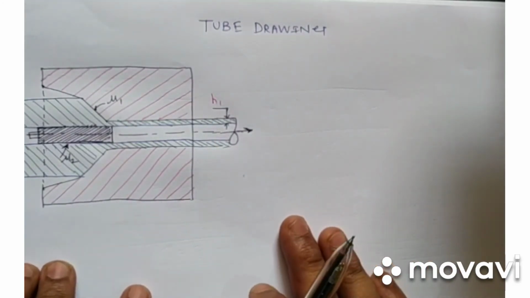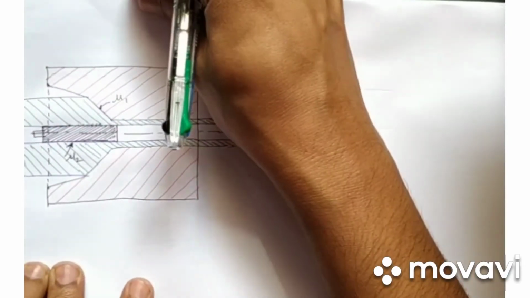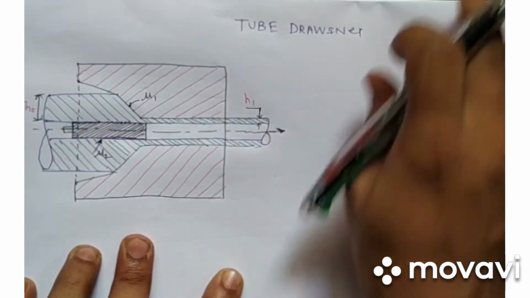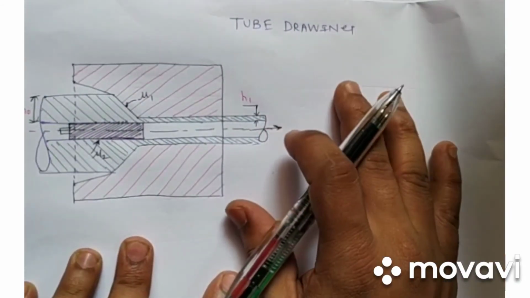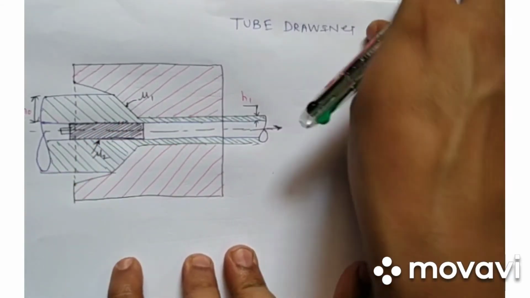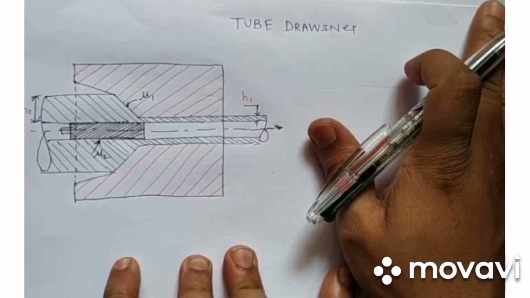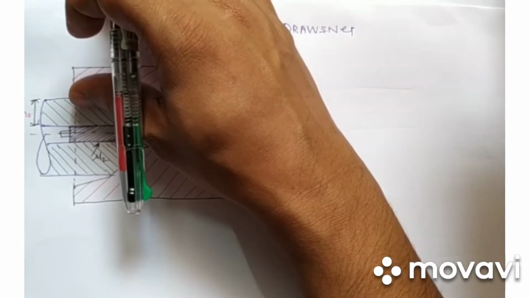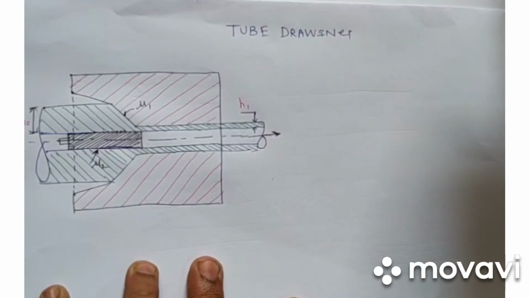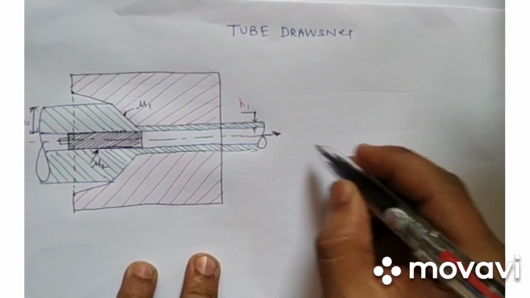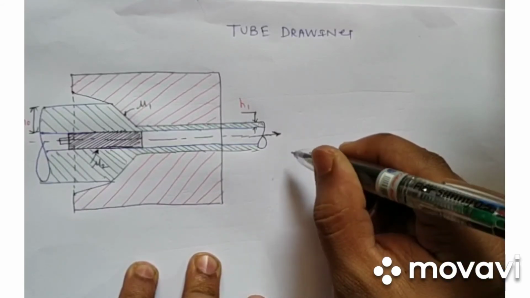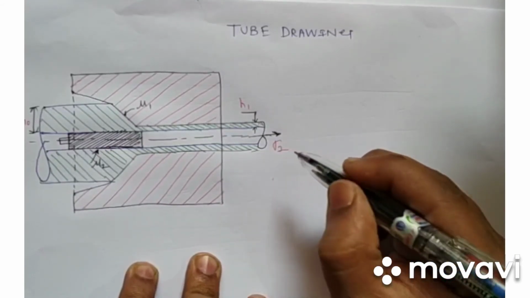So the thickness is reduced with the help of a mandrel here. We are putting a mandrel inside this tube, and we are getting the required wall thickness of the tube. Again here we are applying the force, because of which the stress is getting induced.